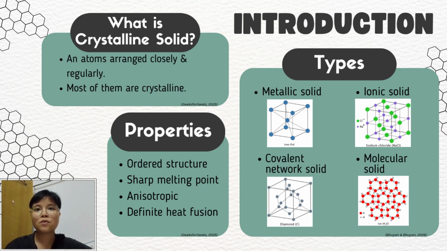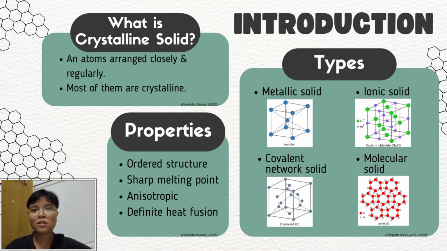There are four types of crystalline solids, including metallic solids that consist of metal cations surrounded by a sea of delocalized electrons, ionic solids that consist of positive and negative ions held together by strong electrostatic forces, covalent network solids that are composed of atoms connected by covalent bonds in a continuous network, and molecular solids that consist of neutral molecules held together by intermolecular forces.